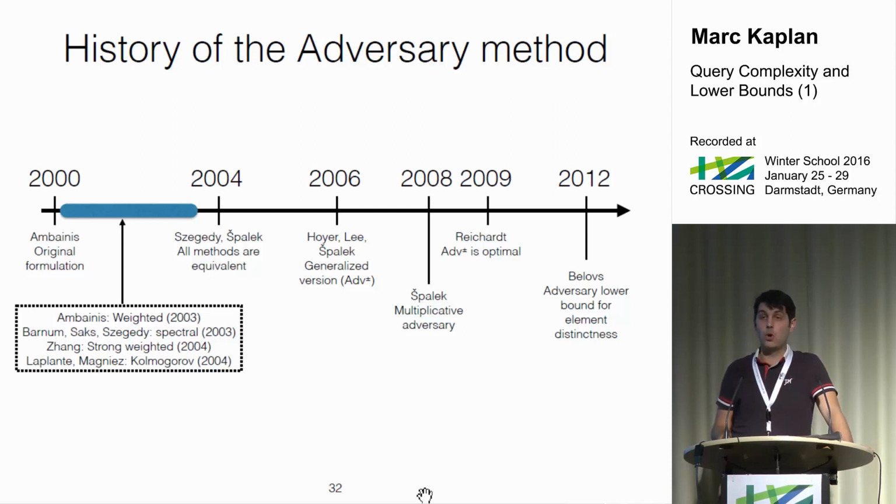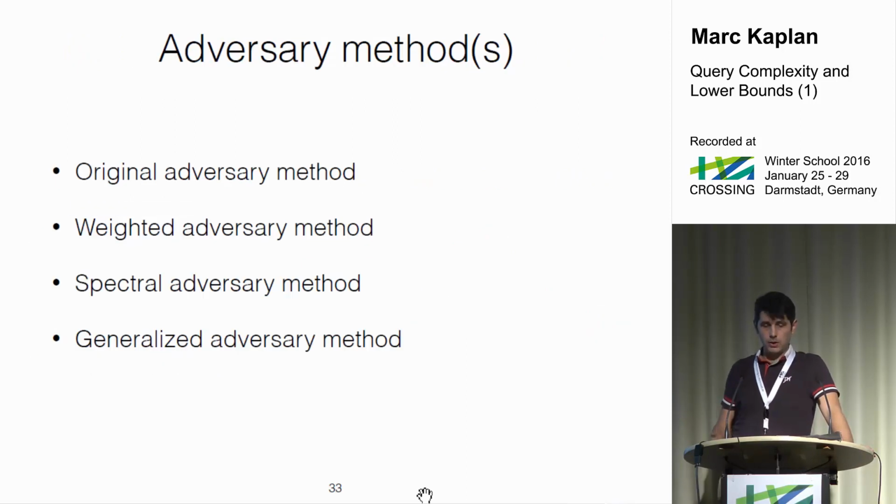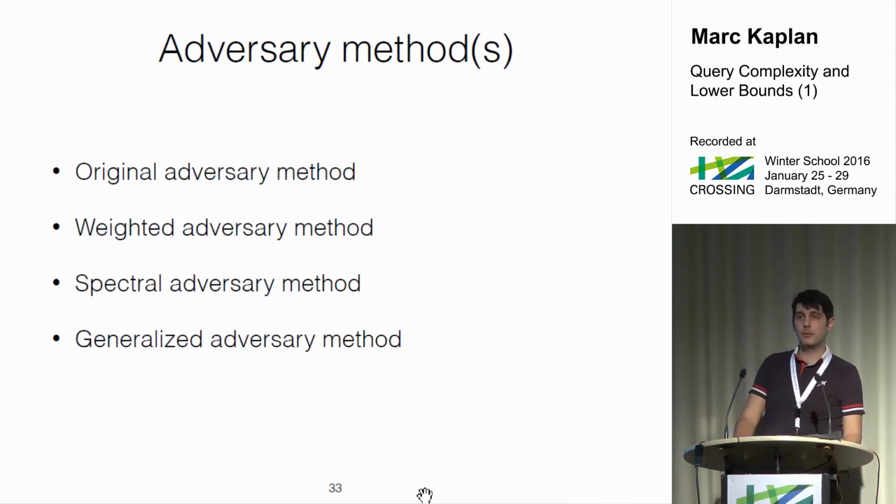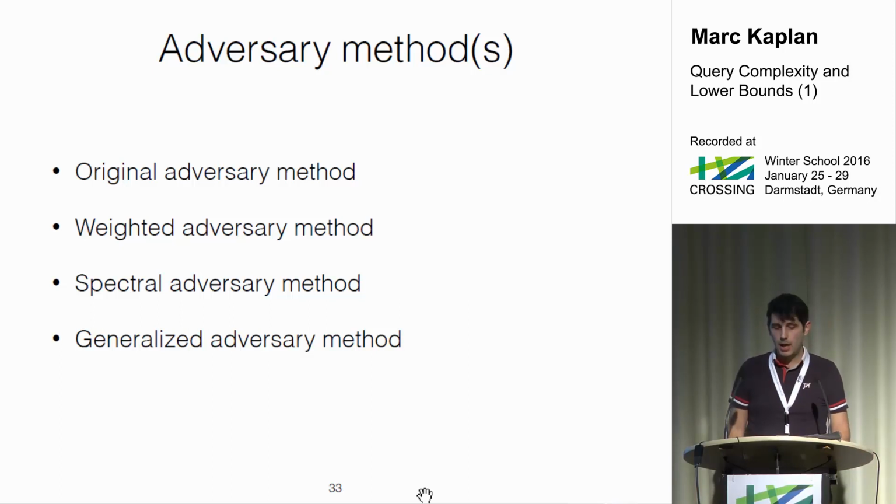But for a long time, it was open how you can prove a lower bound using the adversary method for element distinctness, and it was just done very recently by Belovs. All right, so these are the four methods that I'm going to present in the second lecture.